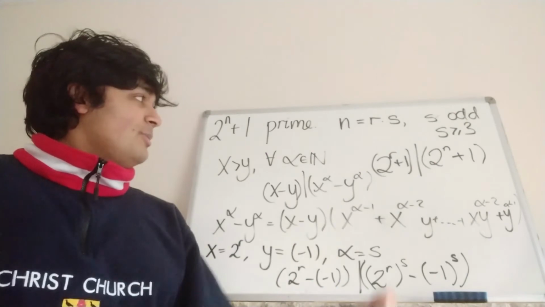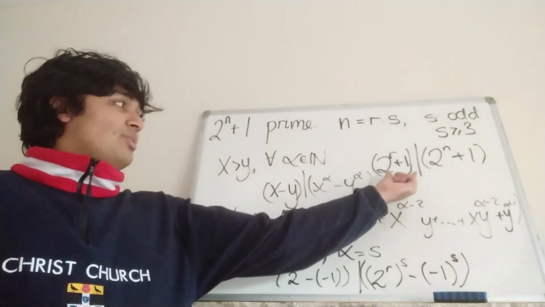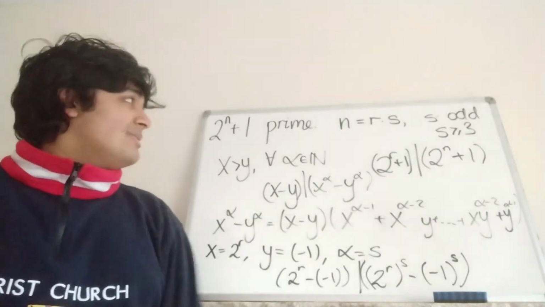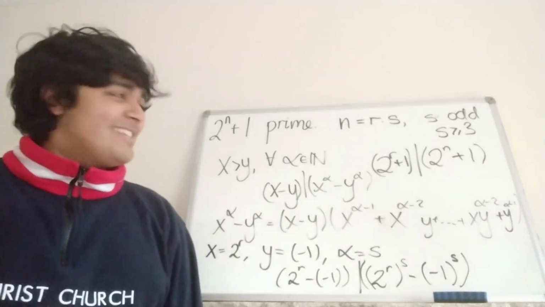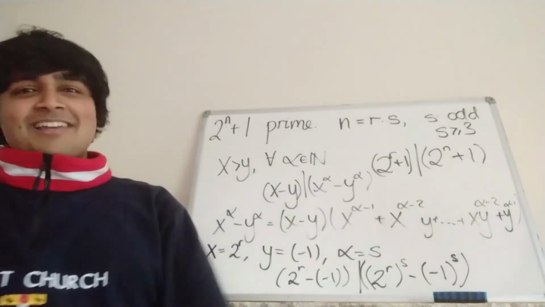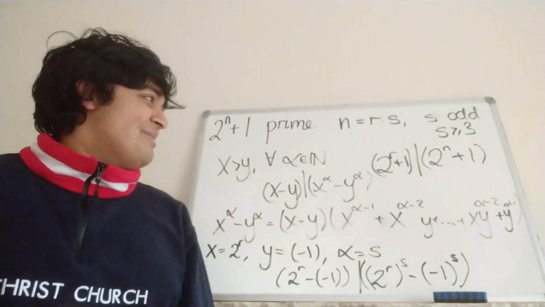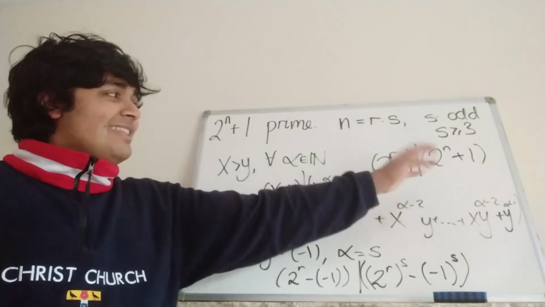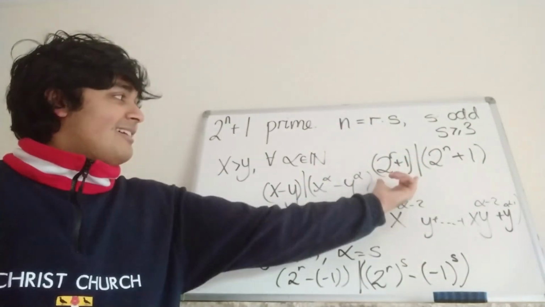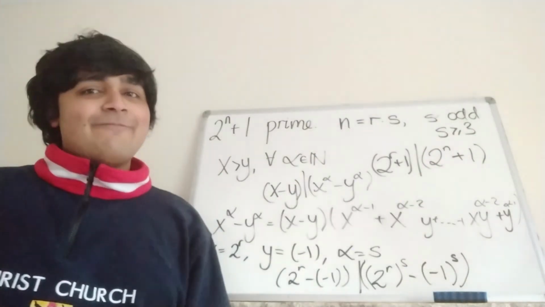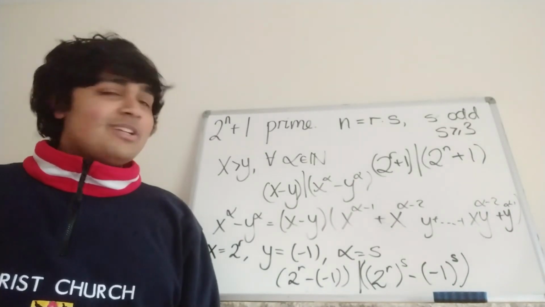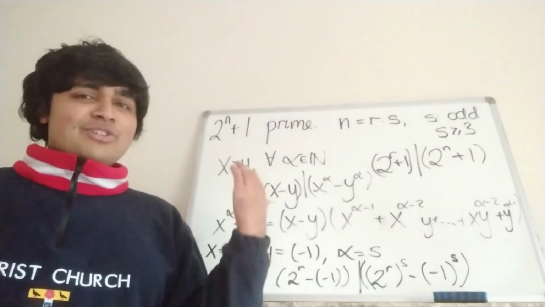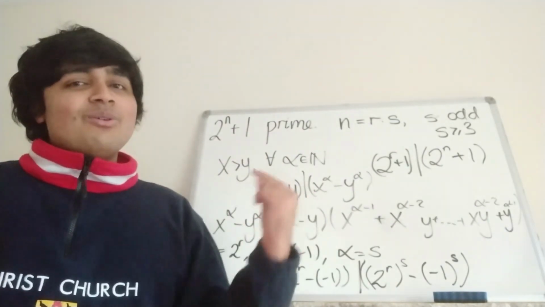So that's not possible. Or if this guy equals 1, well, then that implies that 2^r equals 0, which means r equals negative infinity, which certainly isn't true, because then that would mean n is negative infinity, and that definitely isn't true, because n is a positive integer. So neither of those cases work, and thus this guy here is not 1 or 2^n + 1, so it's a factor of 2^n + 1, and thus 2^n + 1 is not prime, but that contradicts our original assumption that 2^n + 1 was prime.